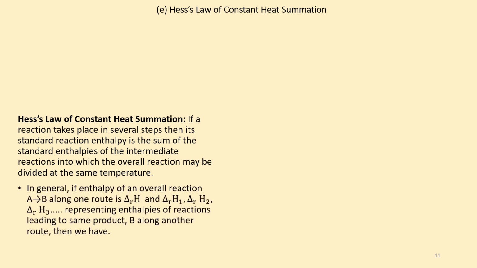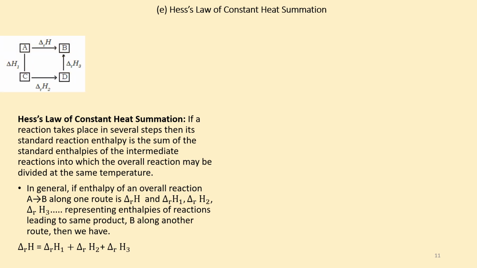That is, in general, if the enthalpy of an overall reaction A to B along one route is delta rH, and delta rH1, delta rH2, delta rH3, etc. represent enthalpies of reactions leading to the same product B along another route, then we can say that delta rH is equal to delta rH1 plus delta rH2 plus delta rH3. This is indicated in the figure above.